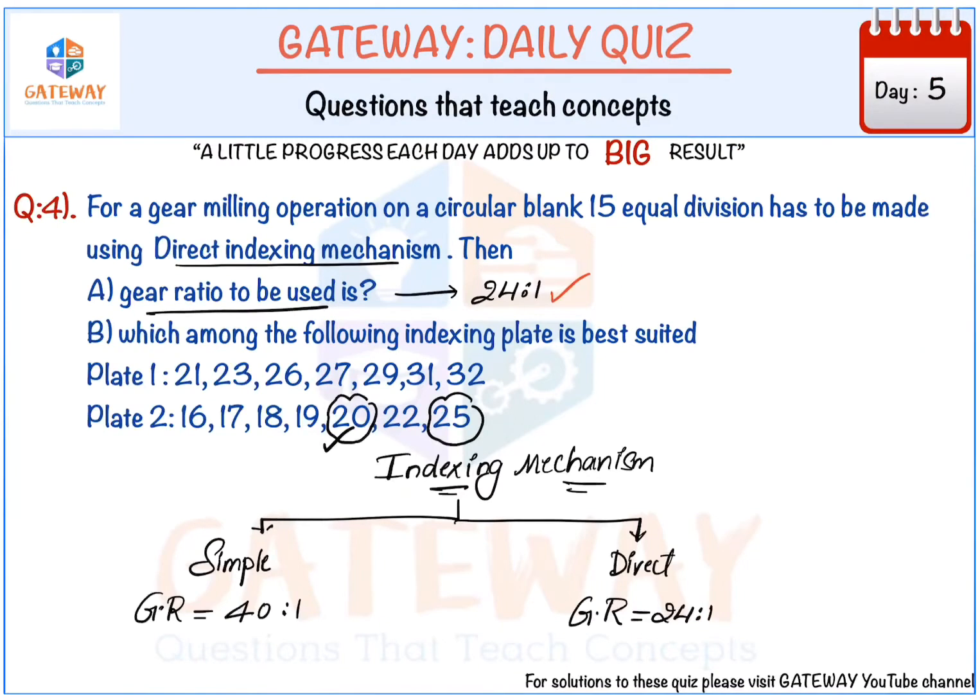So the answer to the question is 24:1, and which among the following indexing plates is the best? Plate 2 is the best.